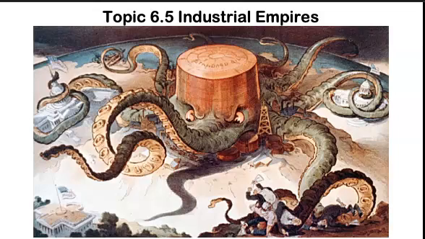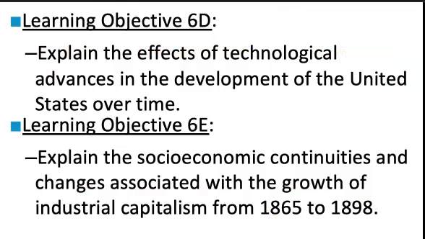We're back for our next lecture here in APUSH History. Today we're going to be covering topic 6.5, Industrial Empires. We have two learning objectives that we're going to be learning about today, Objective 6D and 6E. 6D says, explain the effects of technological advances in the development of the United States over time. And 6E says, explain the socioeconomic continuities and changes associated with the growth of industrial capitalism from 1865 to 1898.